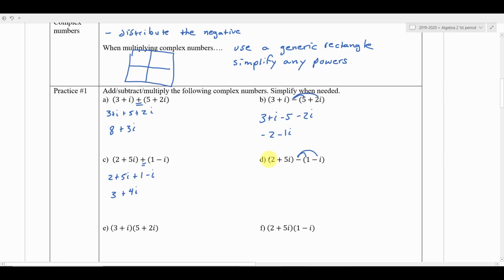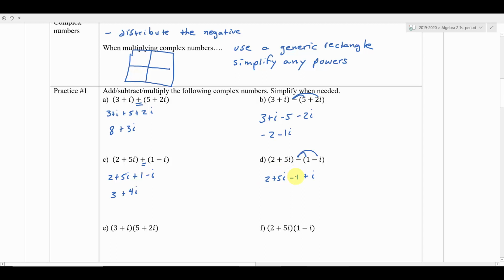So this first one has a 1 on the outside, so this is just going to be 2 plus 5i. And then here we're going to have minus 1, right, because the negative distributes, and then a negative to a negative i becomes plus i. And then I combine like terms.